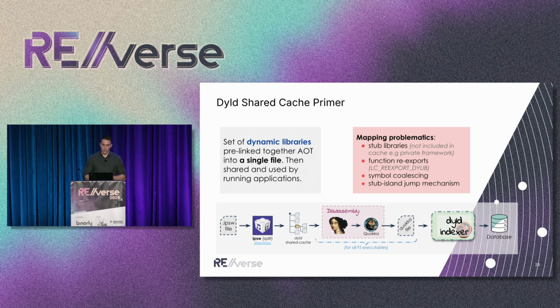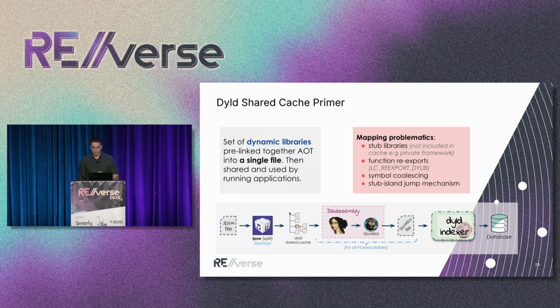But there are some issues raised to index this file, which are specific to the Apple ecosystem, because they have multiple mechanisms like stub libraries, function re-export, symbol coalescing, and stub islands that you might have to handle if you want to properly build this call graph, this inter-image call graph. The function re-export is basically the mechanism where a library might expose functions for which it does not have the implementation, but the implementation lies in another library.